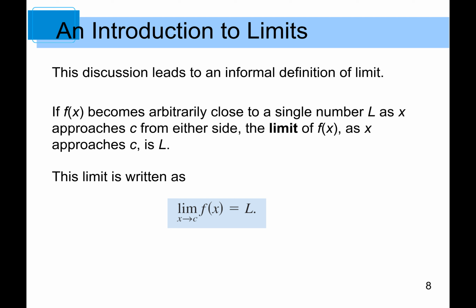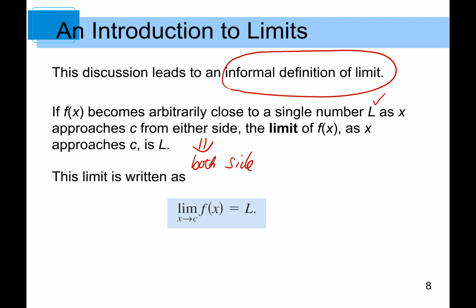So now let's talk about the informal definition of the limit. If f of x becomes arbitrarily close to a single number L as x approaches c from either side, meaning from both sides, left-hand side and right-hand side, then the limit of f of x as x approaches c is L. This limit is written as the limit as x approaches c of f of x equals L. L is a constant. Okay, so this is the informal definition of a limit, and we're going to see this a lot.